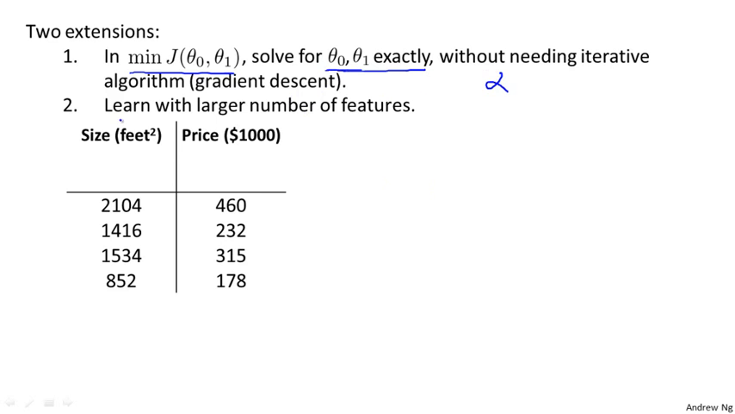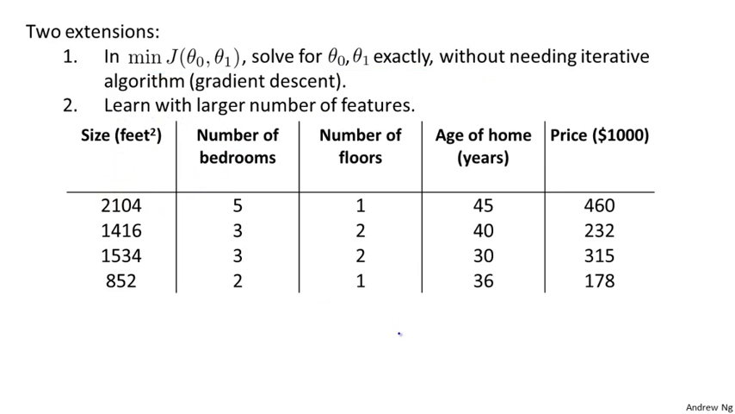Second, we'll also talk about algorithms for learning with a larger number of features. So far we've been learning with just one feature, the size of the house, and using that to predict the price. So we're trying to take x and use that to predict y. But for other learning problems, we may have a larger number of features. For example, let's say you know not only the size, but also the number of bedrooms, number of floors, and the age of the home, and you want to use that to predict the price of the houses.